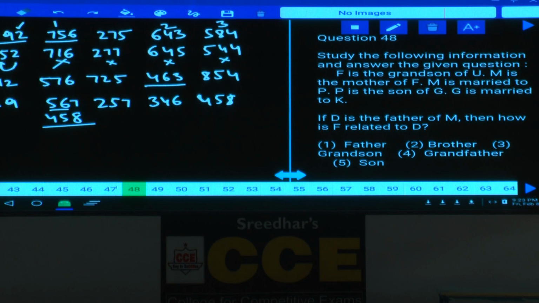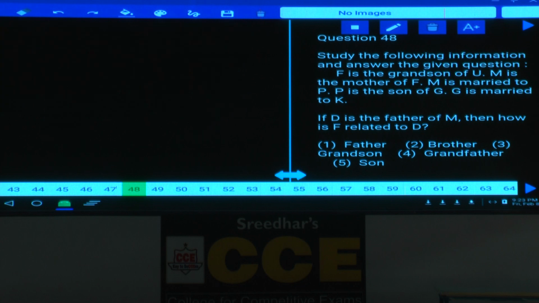Now in these questions 48 and 49, these two are based on blood relations. F is the grandson of U. As F is the grandson of U, U is here. U's son or daughter's son is F. F is the grandson of U. M is the mother of F.